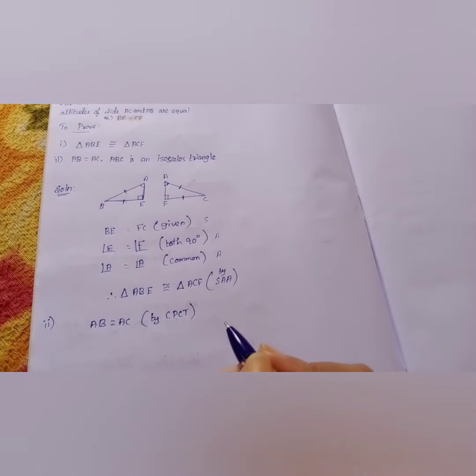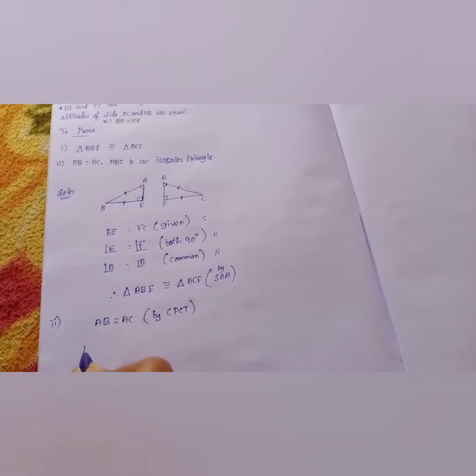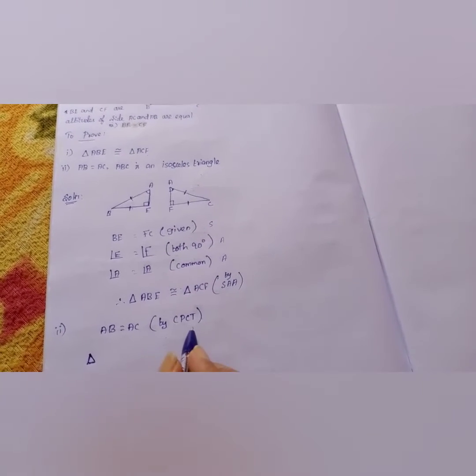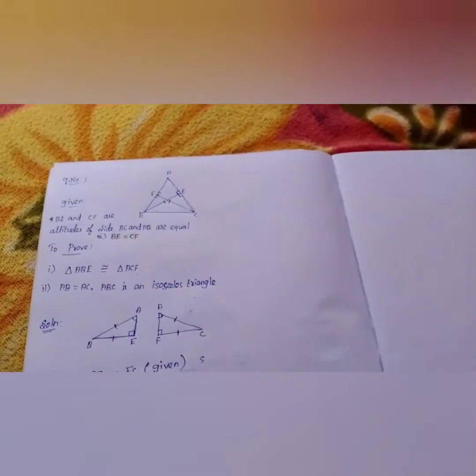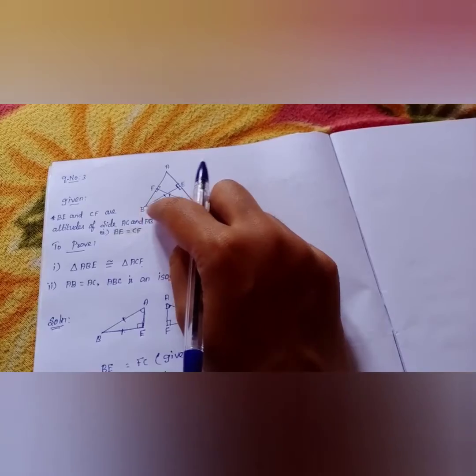CP/CT means corresponding parts are equal in congruent triangles. Okay, that's it students. Now see this figure, triangle ABC. Triangle ABC is the isosceles triangle. What's the rule of an isosceles triangle? Two sides should be equal in an isosceles triangle, right?